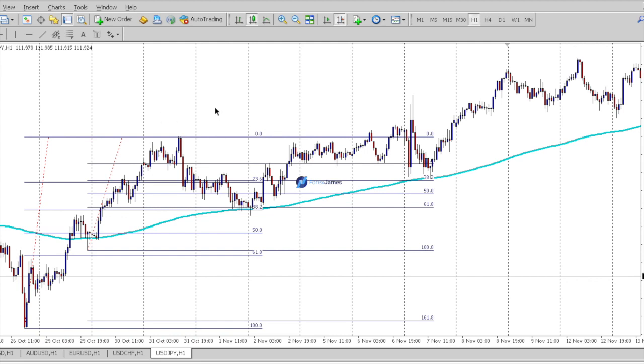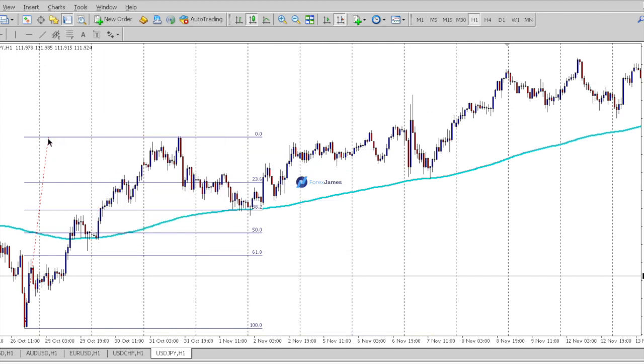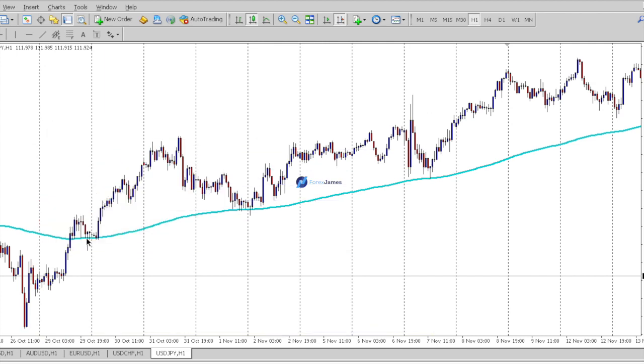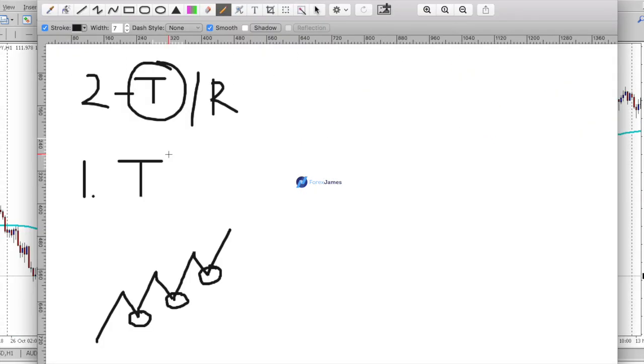Okay, others who don't use fibs may simply look at this move and use the 200 as the median price, and notice that when it comes back to touch it, it bounces off. Okay, one time here, another time here. With a trend pullback type of trade, the challenge is always to find out when the exact turn will happen.